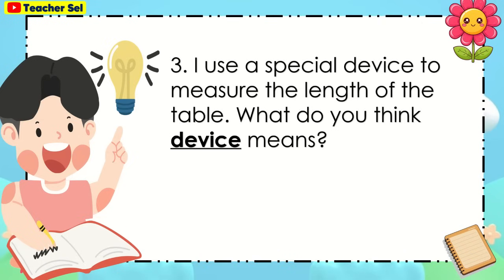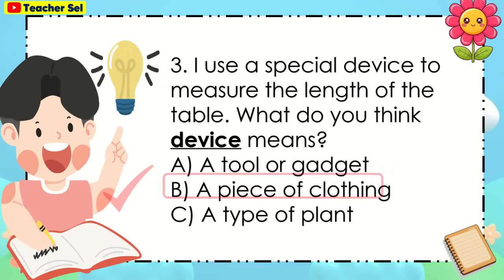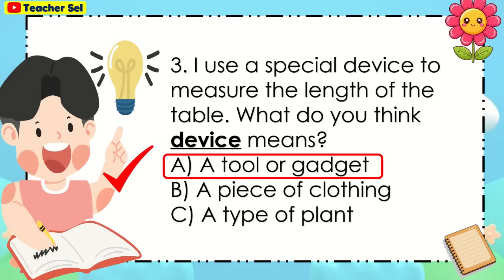I use a special device to measure the length of the table. What do you think device means? A, a tool or gadget. B, a piece of clothing. C, a type of plant. You're right. The correct answer is letter A, a tool or gadget.